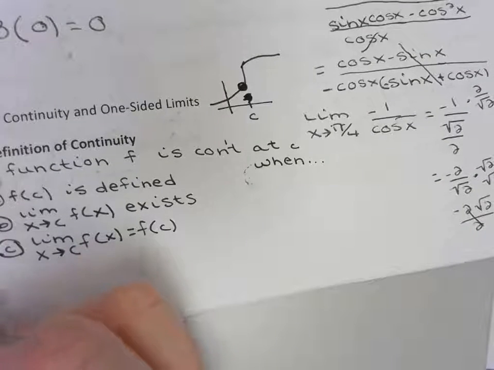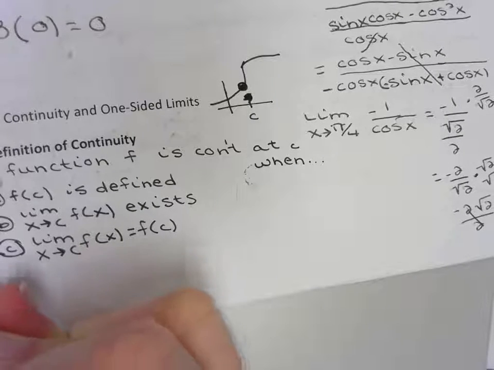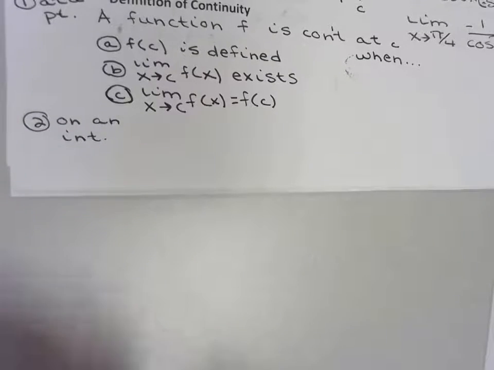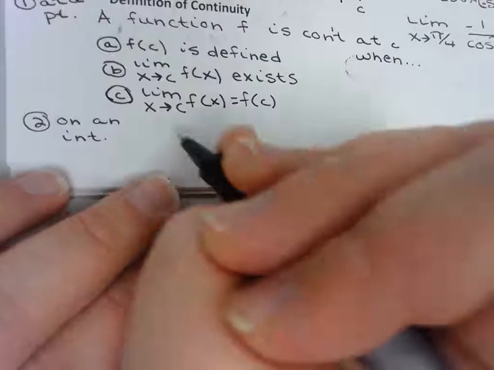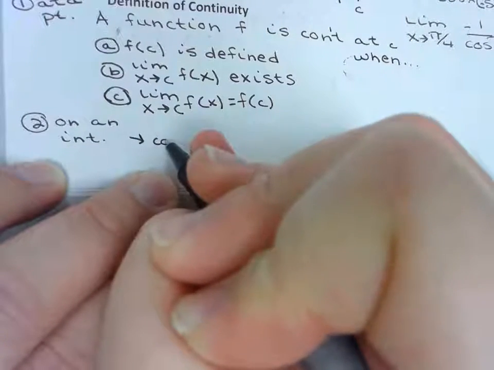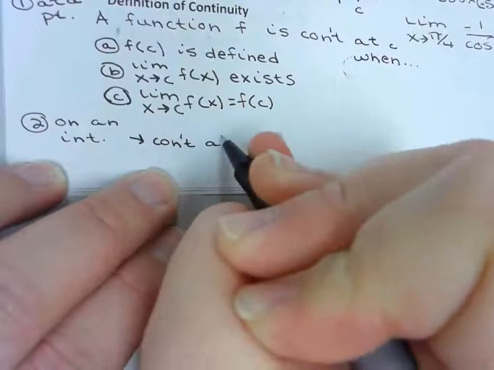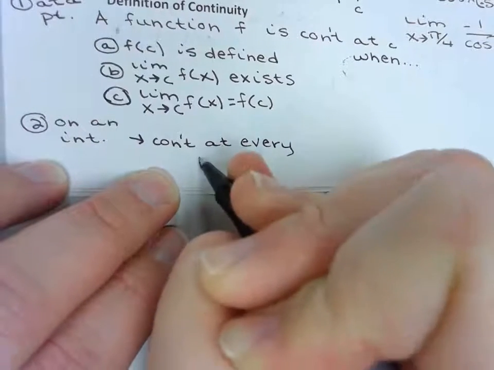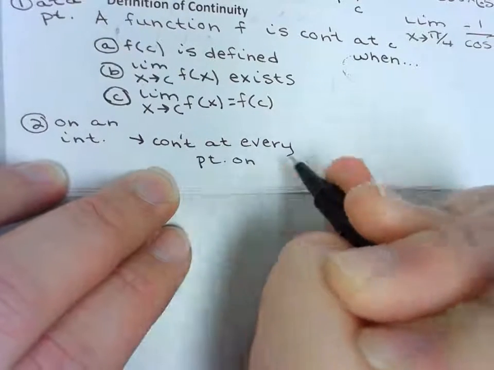Now, continuity on an interval, which just means between two x values. So on an interval, all you need for that is it has to be continuous at every point on the interval.